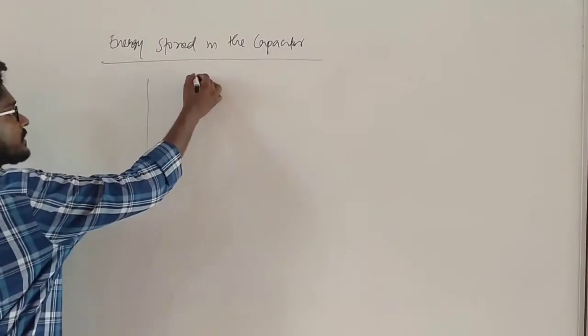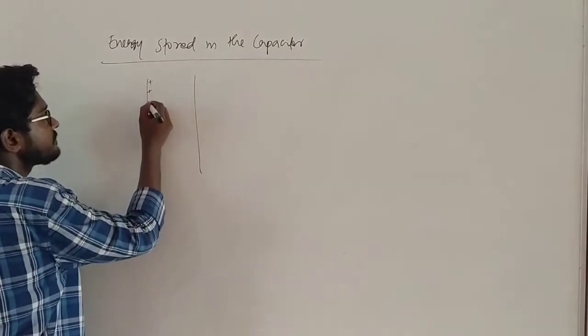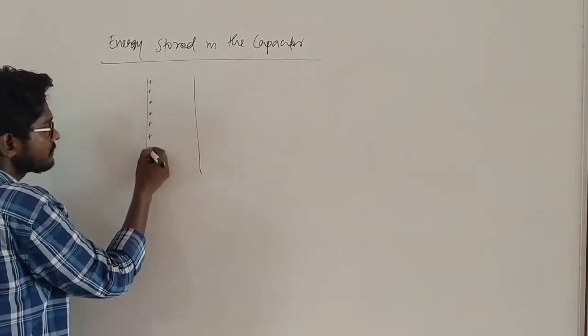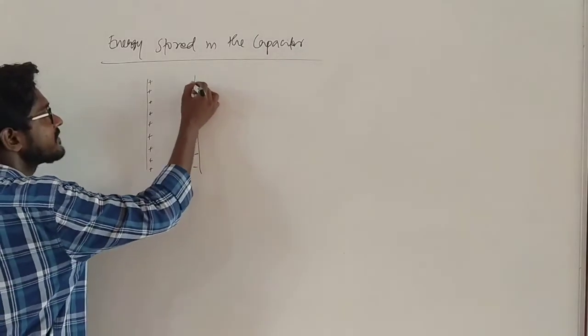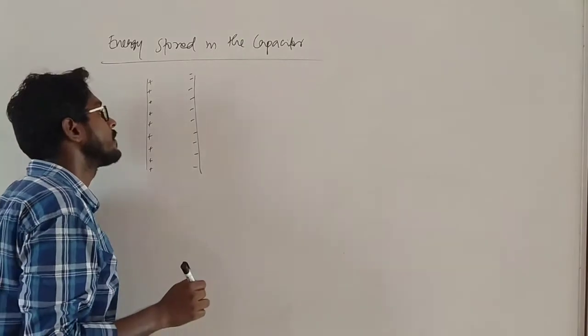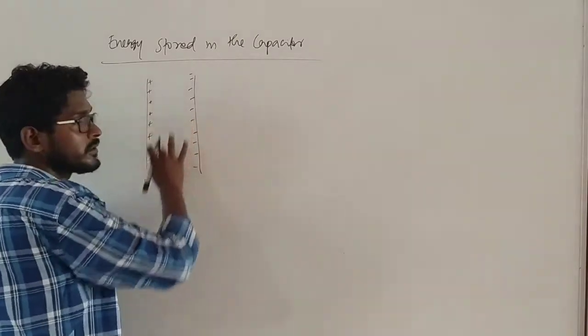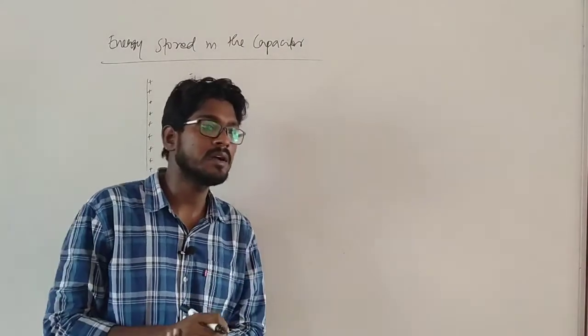This is a parallel plate capacitor. Clear. And there is plus charge over here, the minus charge over here. Clear. So there will be some energy stored in the system, and that energy is called the energy stored in the capacitor or potential energy of the capacitor.